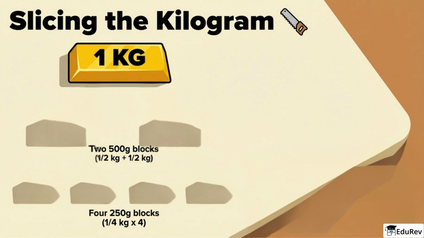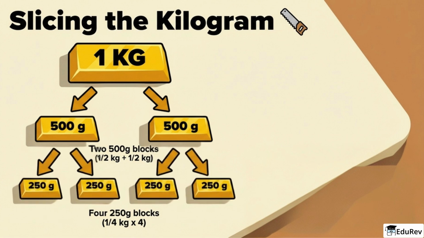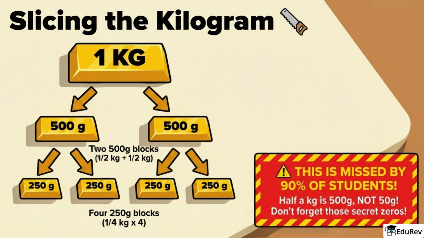Now let's break 1 kilogram into smaller parts. Half a kilogram is 500 grams. A quarter kilogram is 250 grams. So, 2 parts of 500 grams make 1 kilogram and 4 parts of 250 grams make 1 kilogram. A very common mistake is thinking half a kilogram is 50 grams. That is incorrect. The correct value is 500 grams.